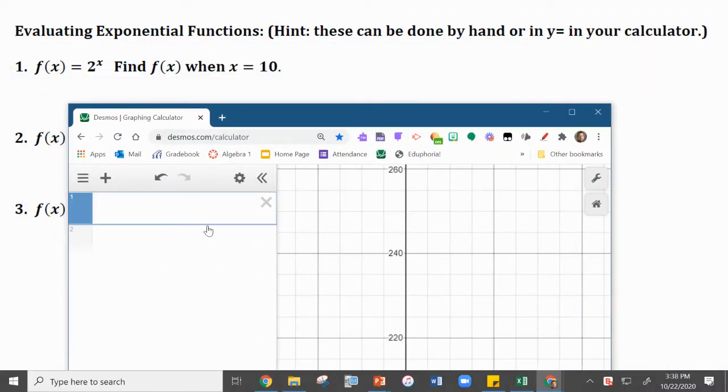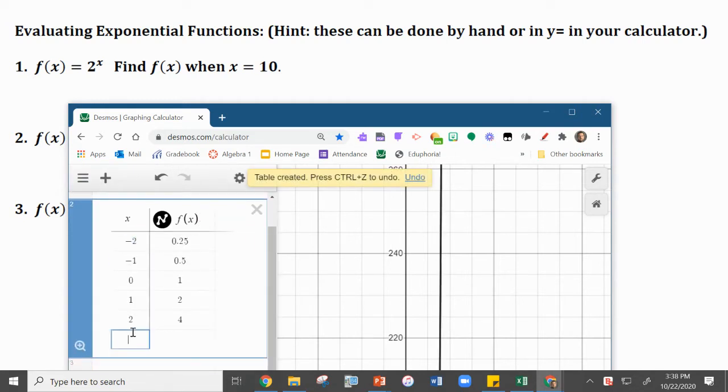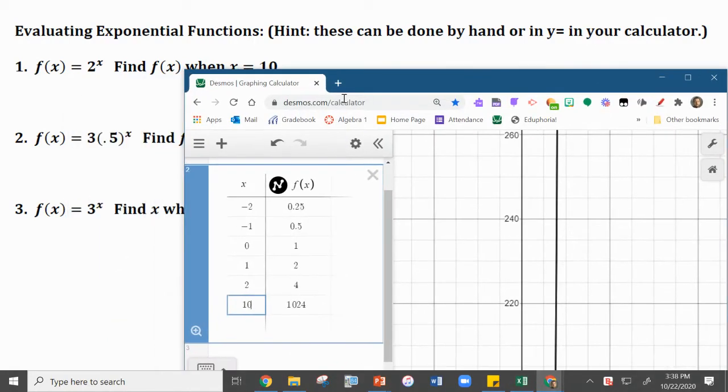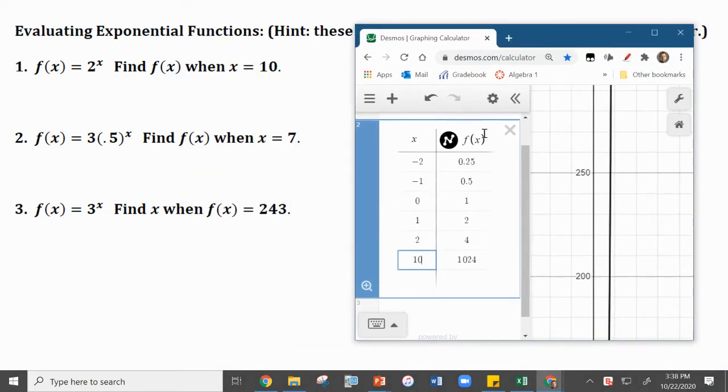And so I'm going to go ahead and type in f of x is equal to 2 to the power of x. And then I want to turn that to a table. So you hit the cog and then table, and then you simply go down, and it wants to know when x is equal to 10, and it tells you it's 1024. Okay, so we can evaluate these very easily using Desmos. It's pretty simple. Just plug it in and see.